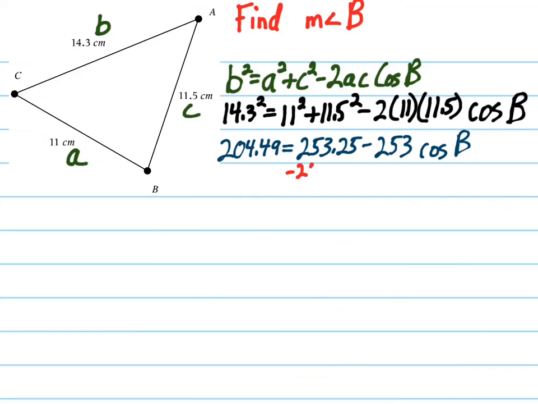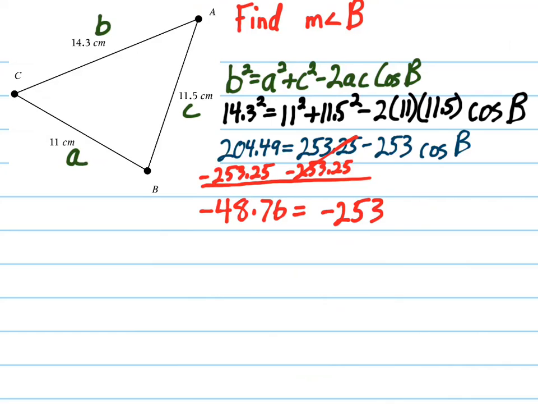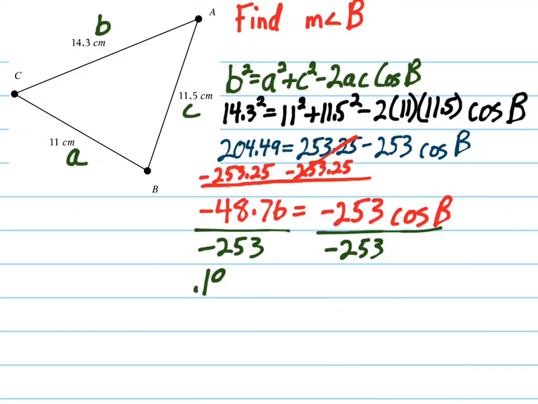We want to move it over, so we're going to subtract 253.25 from both sides. That will give me a negative 48.76 on the left, and that's equal to the negative 253 cosine of B. So now to separate the negative 253 and the cosine B, I'm going to do the inverse and divide on both sides, keep my equation balanced. On the right side it will cancel. On the left I've got 0.1927 equals cosine of B.